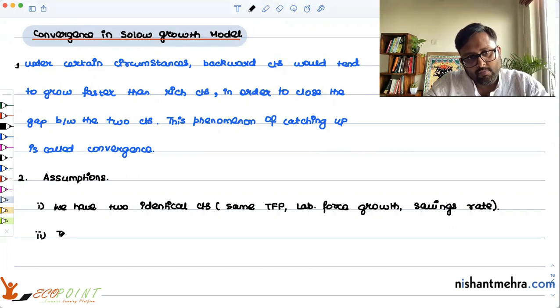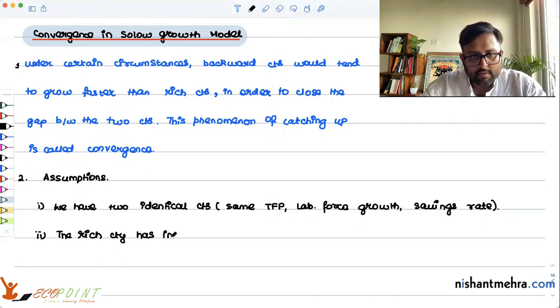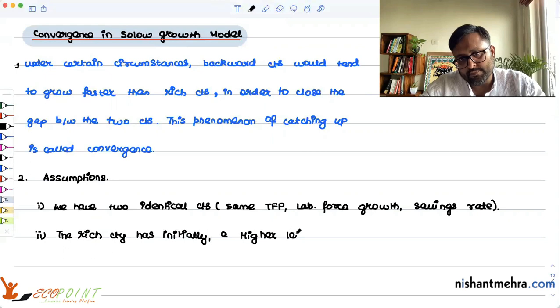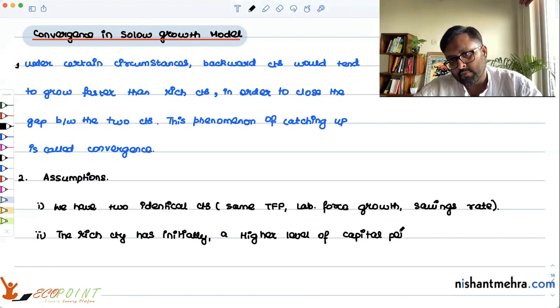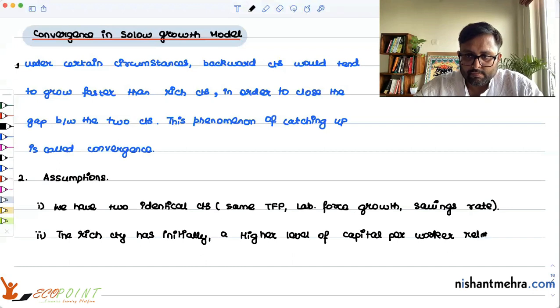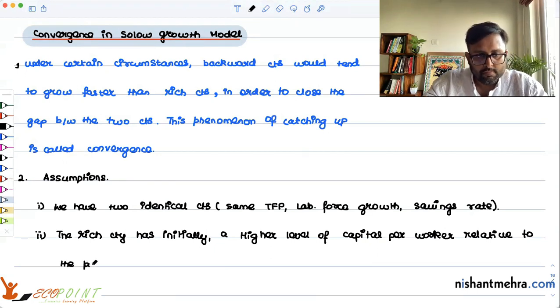So the rich country has initially a higher level of capital per worker relative to the poor country.